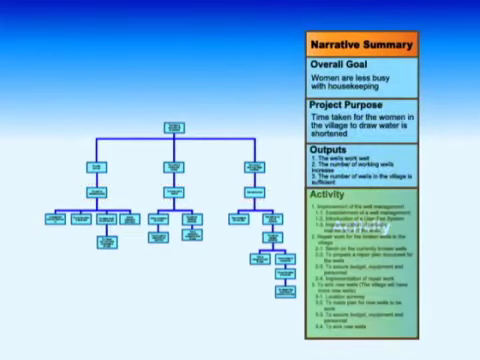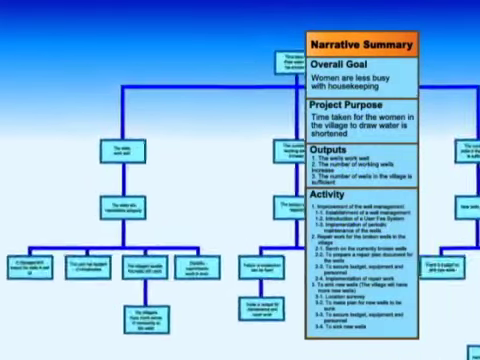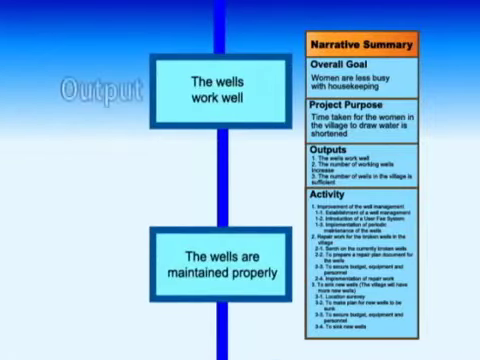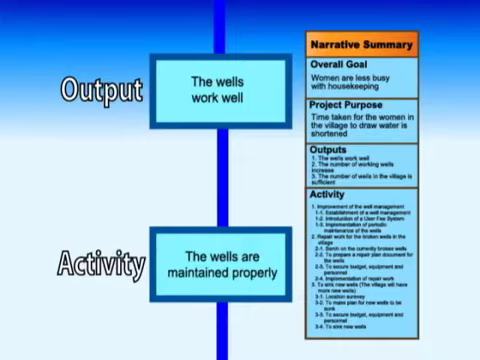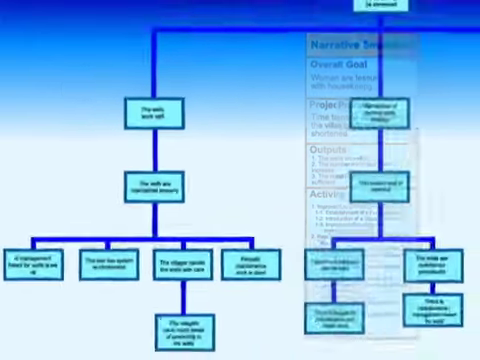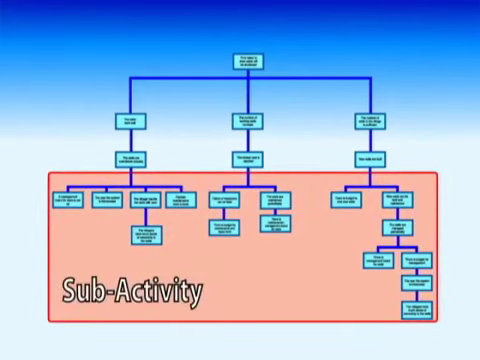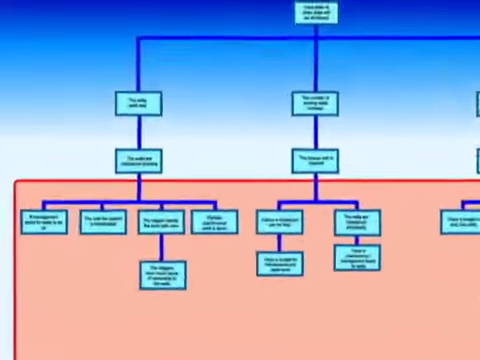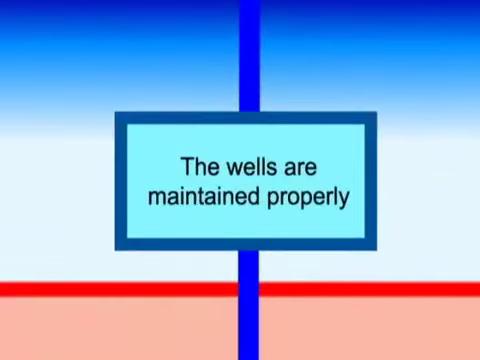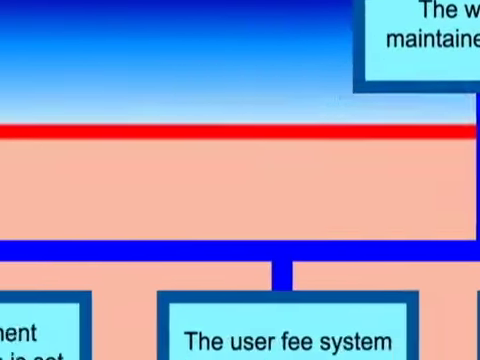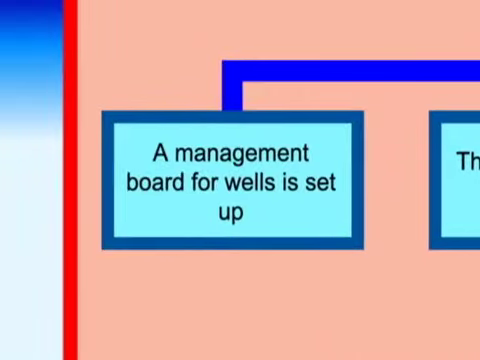According to the objective tree, the activity for the wells work well is the wells are maintained properly. Under the activity are sub-activities. For example, the sub-activity for the wells are maintained properly is a management board for wells is set up.